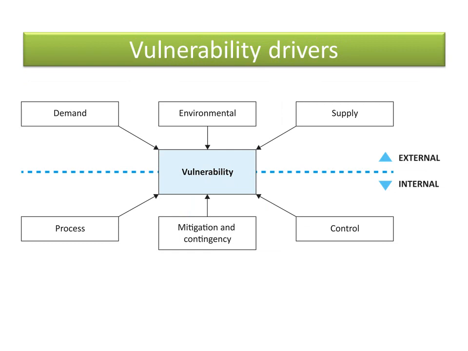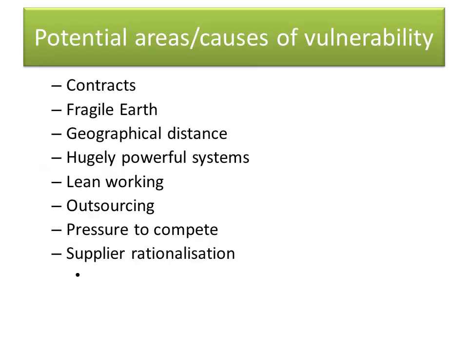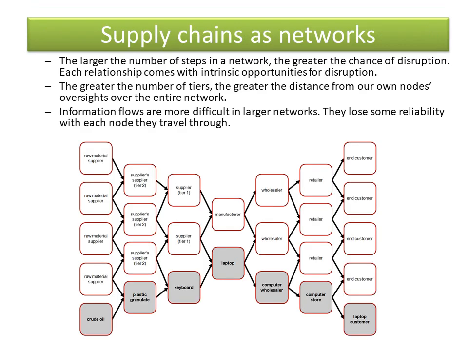What drives vulnerability in supply chains? Well, it can come from demand, environmental factors, supply, processes, mitigation, contingency, control. Christopher and Peck perhaps give us a clearer view of these vulnerabilities in a model we're going to look at shortly, but general areas and causes of vulnerability: fragile earth, lean working, outsourcing, supply rationalisation, distance, etc. So these are all areas or causes of vulnerability.